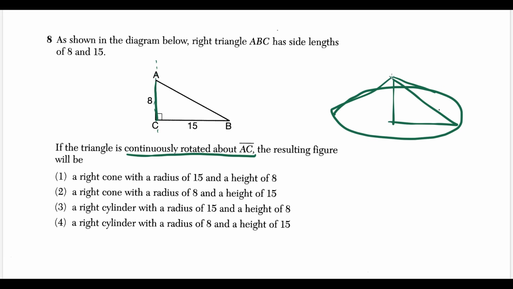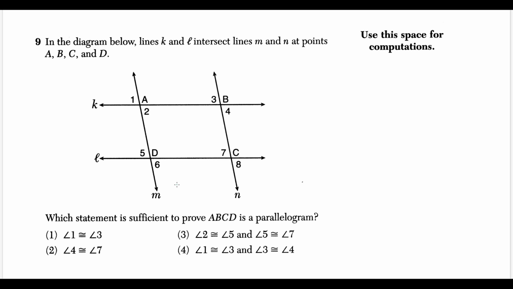So we can imagine here what we have is a cone. And I'll go ahead and label the dimensions, that this is 8 and this is 15 here. And notice the radius of this cone at the bottom is 15. So we have a cone with a radius of 15 and the height is 8 units. So choice 1. So question 9, we want to know which statement is sufficient to prove that ABCD in this diagram is a parallelogram.